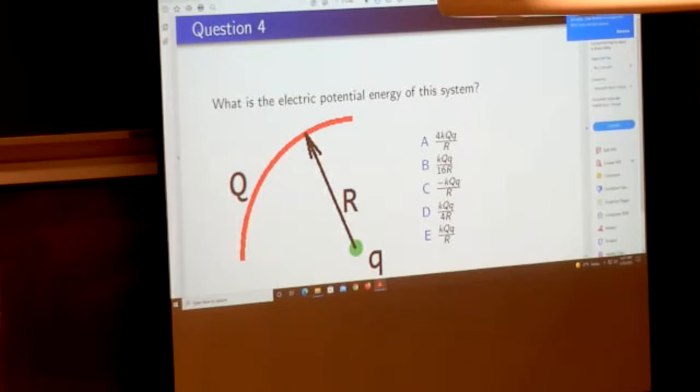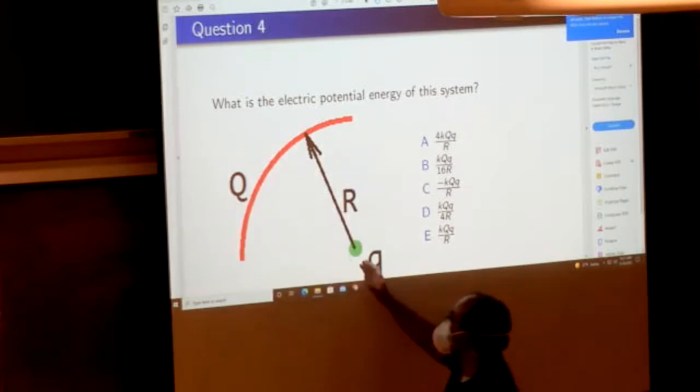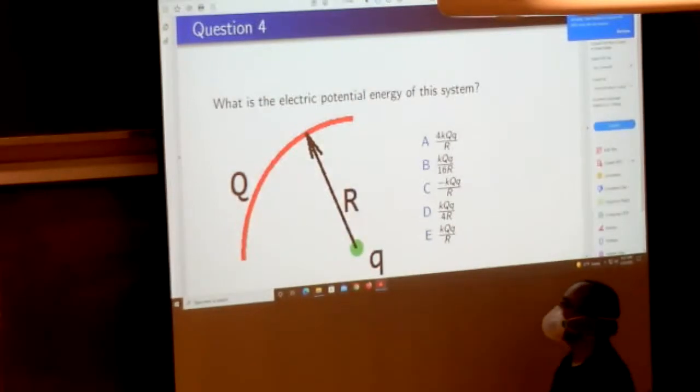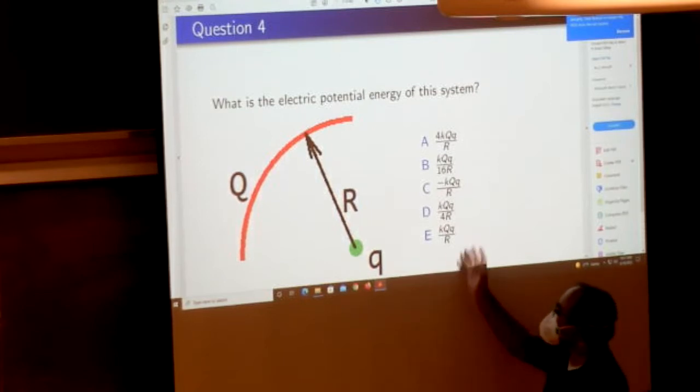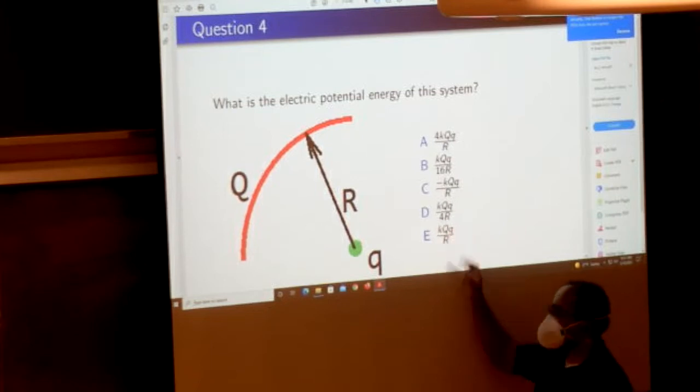Okay. Show me your votes. Okay. Yes. So mostly for E. So yeah, nothing really has changed. We still have a bunch of charges that are the same distance away from here. So you don't have to worry about symmetry or anything because again, direction doesn't matter. It's just the distance. They're both positive this time, so you get k Q Q over R.